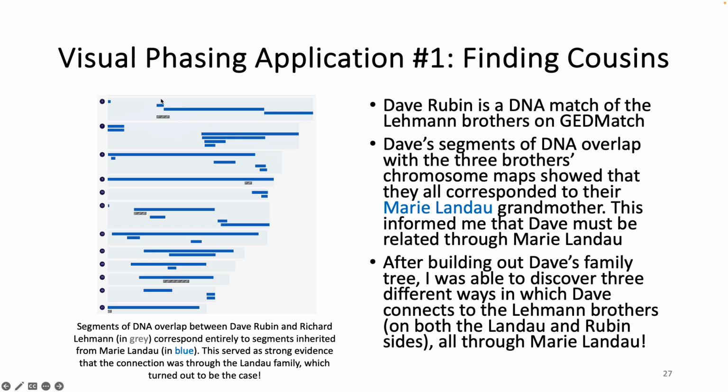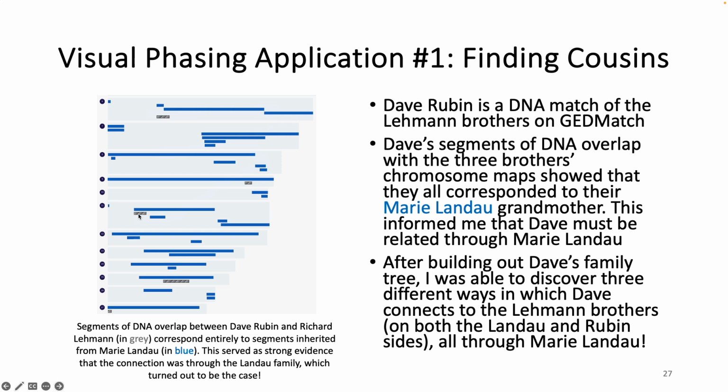What I did is I mapped his segments of DNA with each of the brothers, and look what I saw. It appeared that every single segment of Dave Rubin's DNA corresponded with Blue, with Marie Landau, the brothers' paternal grandmother. It looked like all of these shared DNA segments the brothers had inherited from their paternal grandmother, Marie Landau. The gray here is Dave Rubin, the blue are all the segments from Marie Landau.